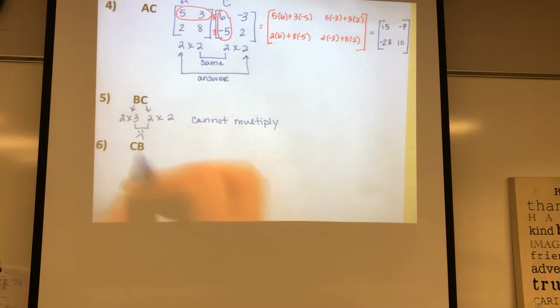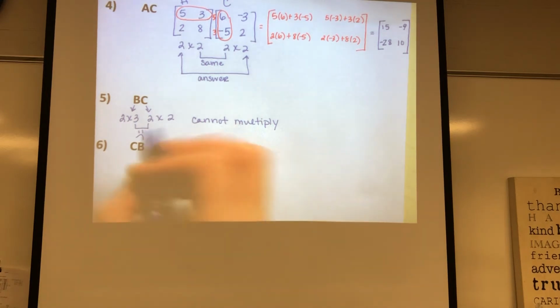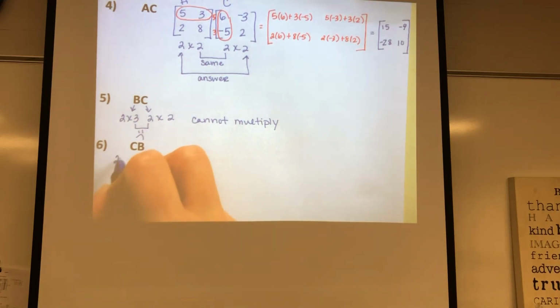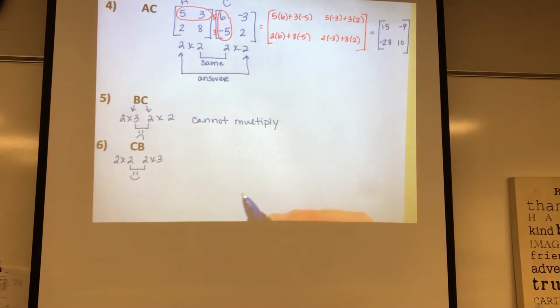All right, so let's look at 6. It looks like the same letters as number 5. They are the same letters, but now they're in a different order. Does the order matter? Well, C is a 2 by 2. B is a 2 by 3. If we put C first, look, now our middle values are the same. So we can multiply, and these outside values tell us that our answer is going to be a 2 by 3 matrix.